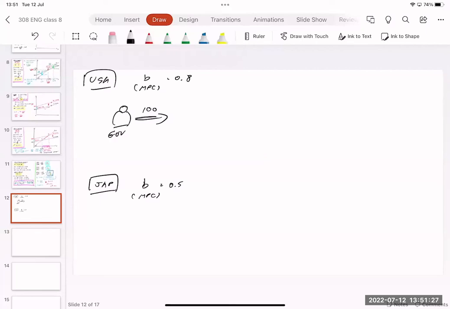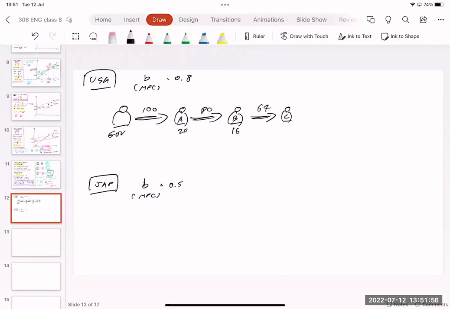When the government spends 100, it becomes income for Mr. A, for example. In USA, Mr. A is going to keep 20 and spend 80 because MPC equals 0.8. When Mr. A spends 80, it becomes the revenue or income for Mr. B. Mr. B is going to keep 20% and spend 80%, which is equal to 64.